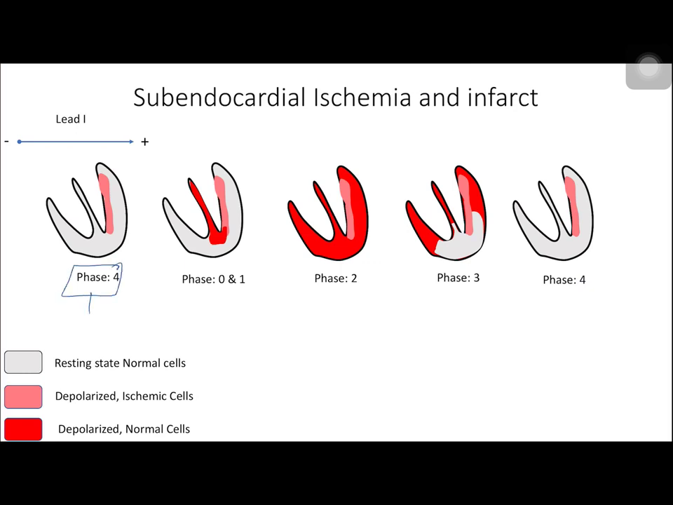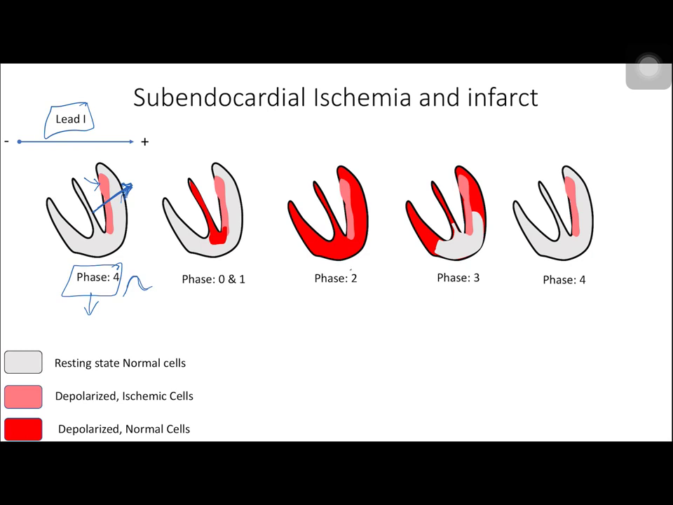So this is subendocardial ischemia, and these are the different phases of the action potential. Phase 4 is the resting membrane potential, but there is a group of cells which are already depolarized, permanently depolarized. They are not going to generate any action potential, and the net vector is going to be somewhat like this, from the subendocardium towards the epicardium.